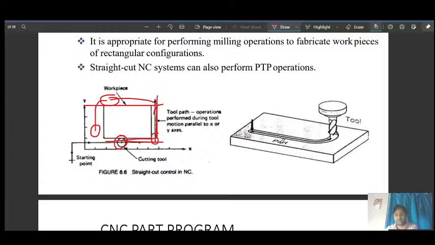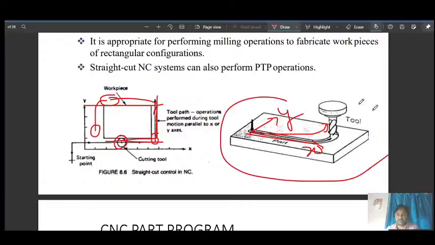And contour, as you can see, if the tool has to go from here to here, it has to follow two paths, or two-axis movement. One is x and another one is y. So both axes are moving. So this one is the example of contour, not straight.